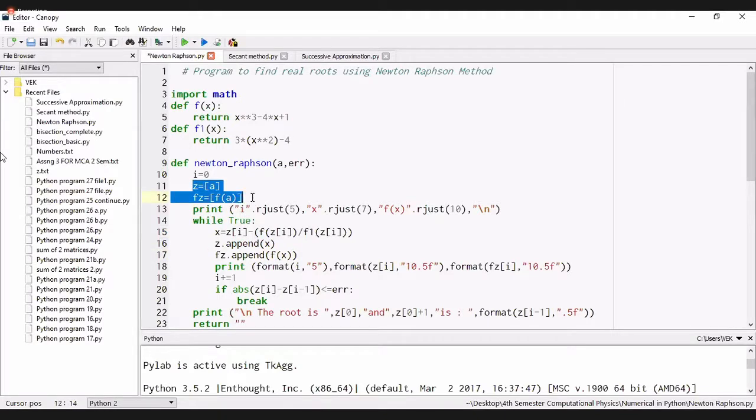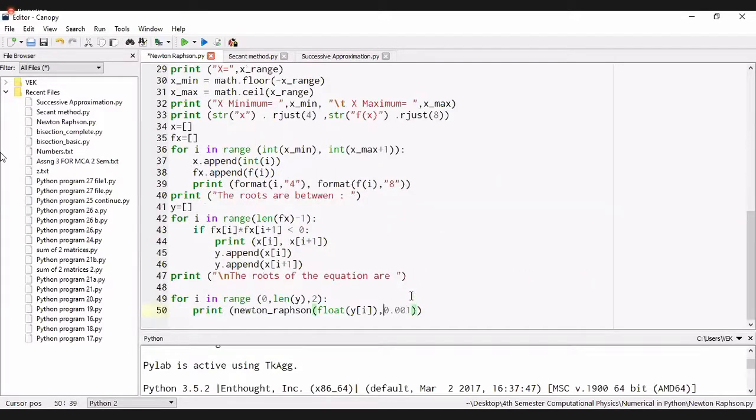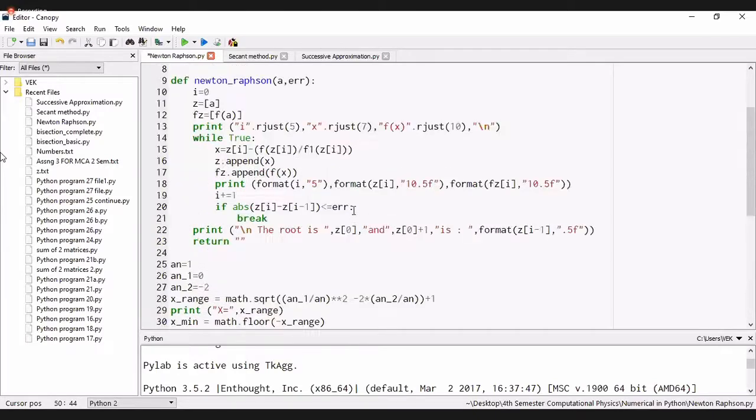Thus, we attend one by one. So, this will continue again and again until this condition is true. If this condition is true, the value of ERR is nothing but 0.001. So, if the value is less than this, then you break out from this loop. Then print the values. This is for the simple Newton-Raphson method.